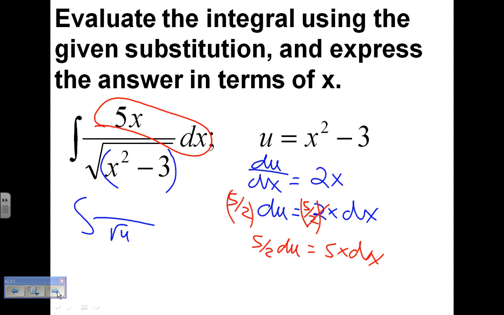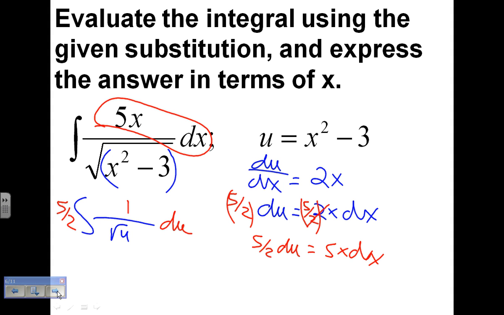So that would work. I have the 5 halves du. I can put a 1 right there if I want. I'm going to flip it anyway. And that can work out as usual. So the 5x dx went with the du substitution. The x squared minus 3 went with the u substitution, and the square root stayed there to be integrated.